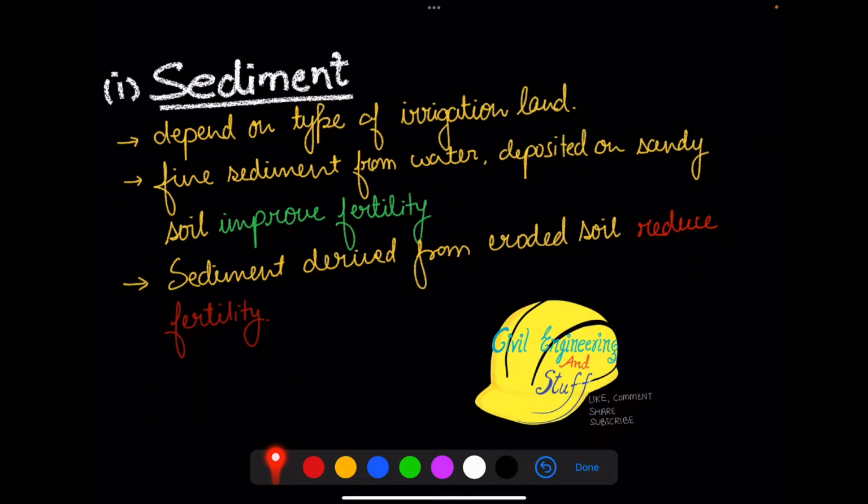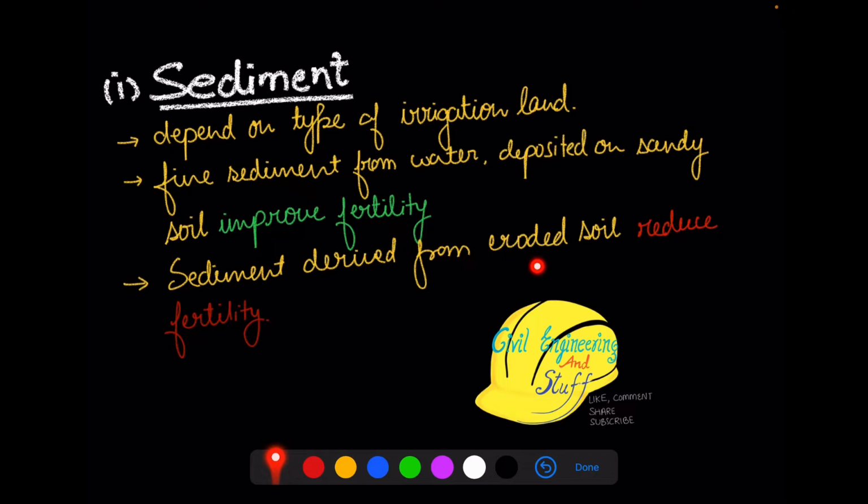So let us start with our first subtopic, that is the concentration of sediments in the water. Now, the concentration of sediment depends upon the land that is used for irrigation purposes. If the sediments are more of a sandy soil, then these sediments will improve the fertility of the soil. While if these sediments are more of an eroded soil, then they will reduce the fertility.